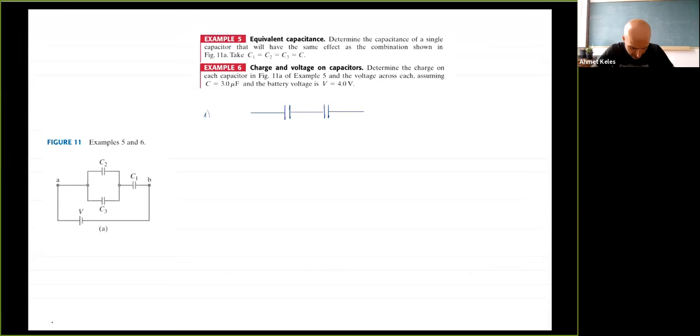Let this be C23, and this one is C1. I know C23 is equal to C2 plus C3 because they are in parallel. If I combine these two, 1 over C equivalent is equal to 1 over C23, which is C2 plus C3, plus 1 over C1. Then C equivalent should be equal to C1 C2 plus C1 C3, divided by C1 plus C2 plus C3. And if they're all equal, C1 equals C2 equals C3, you get 2 over 3 C.